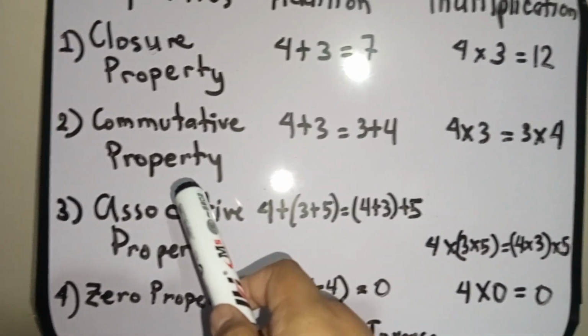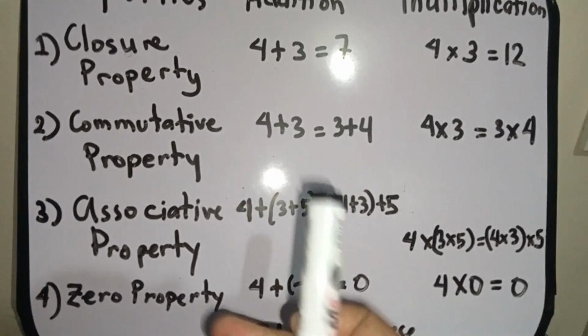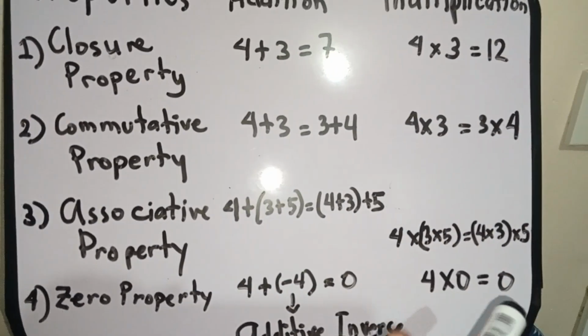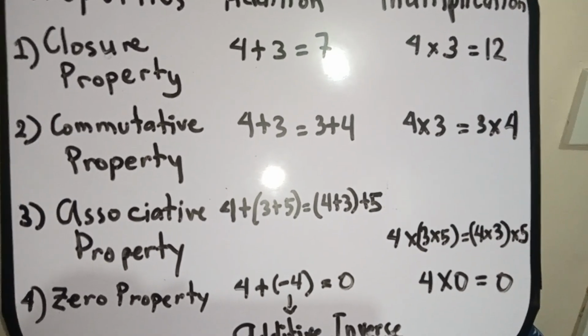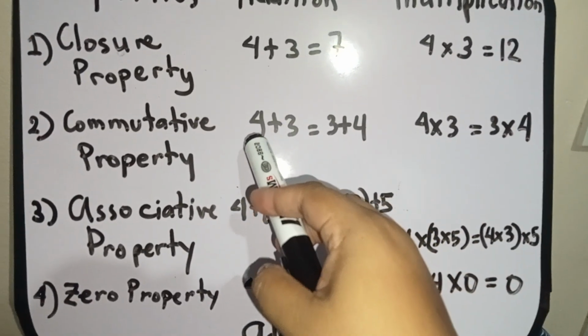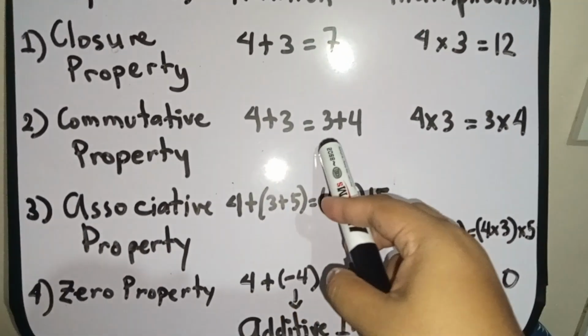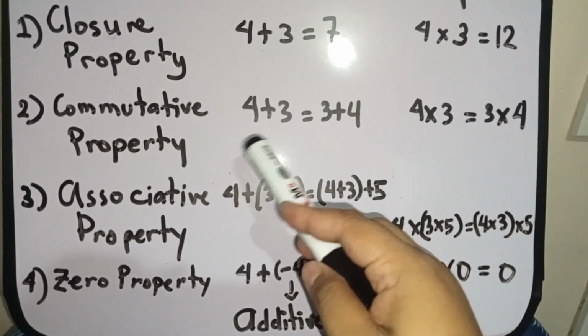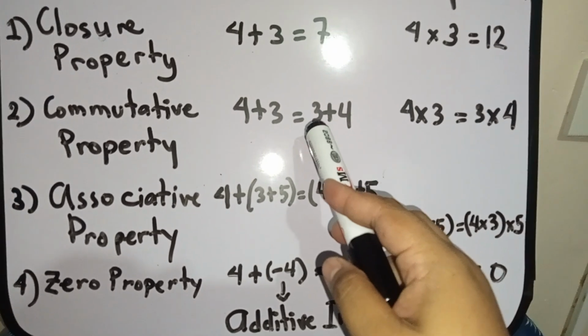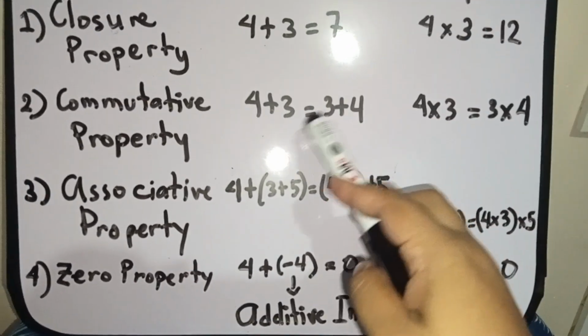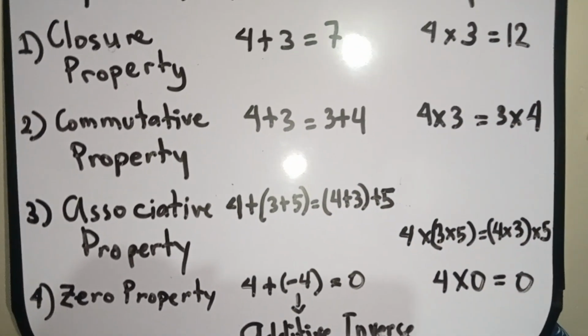So the second one is the commutative property. In commutative property, the position of the two addends does not affect its sum. So for instance, you have here 4 plus 3. 4 plus 3 is 7. And we interchange the position of addends. So we have 3 plus 4. And 3 plus 4 is also 7.